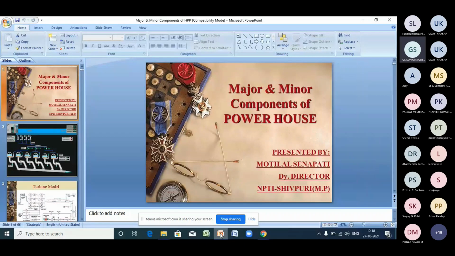So my topic, what I have been assigned, is major and minor components of powerhouses. First I'll go through some layouts. Then there are majorly the turbine and generator. I will discuss the major components of turbines. Then in the generator lecture, I will discuss the components of generators, and a little bit I will go through the operation of the hydropower plants. So three topics I want to cover in 2 sessions. So be patient, and I hope the participants are listening very patiently.